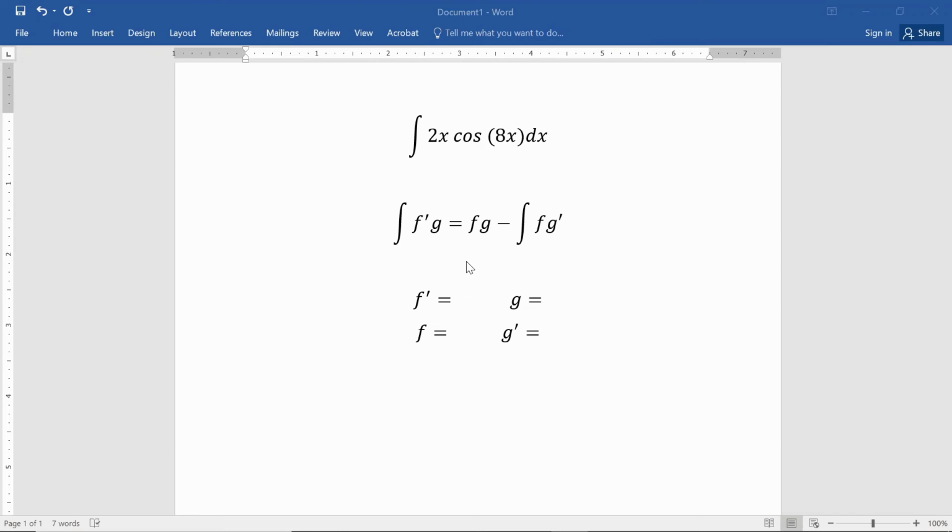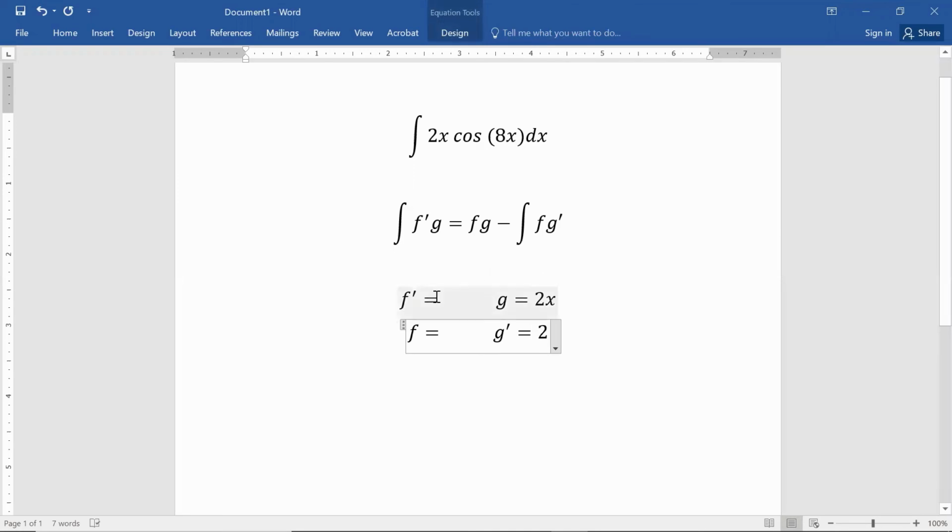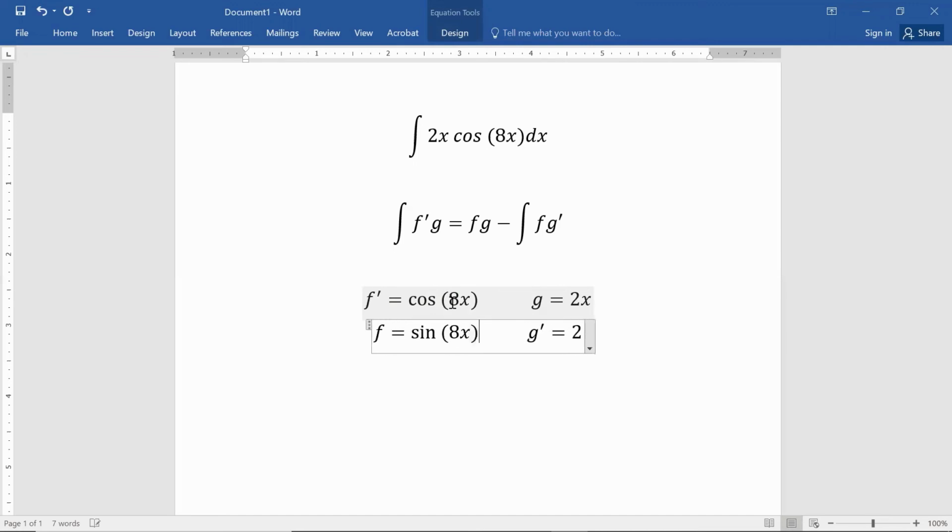Just like before, the polynomial, I'm going to make my g. That way, when I take a derivative of the polynomial, it's just a constant. The f prime I'm going to set as cosine of 8x. When I integrate cosine of 8x, the integration of cosine is sine, so I get sine of 8x. Because the argument in there is a linear piece, I just need to divide by 8 out front. 1/8 sine of 8x.